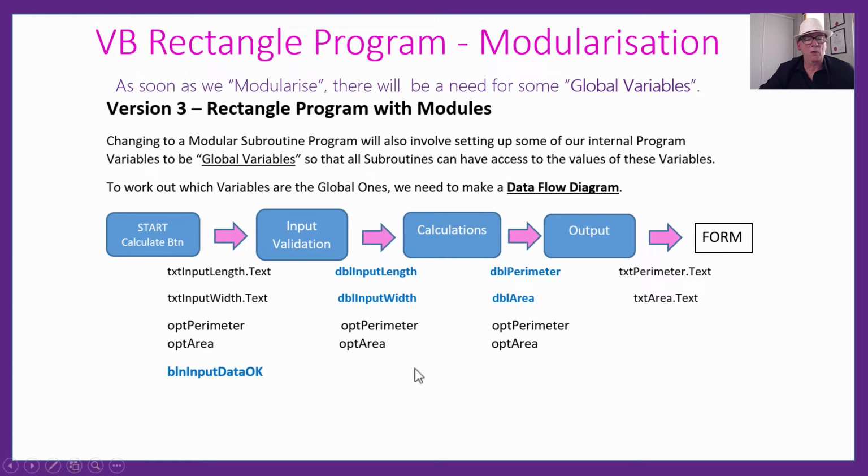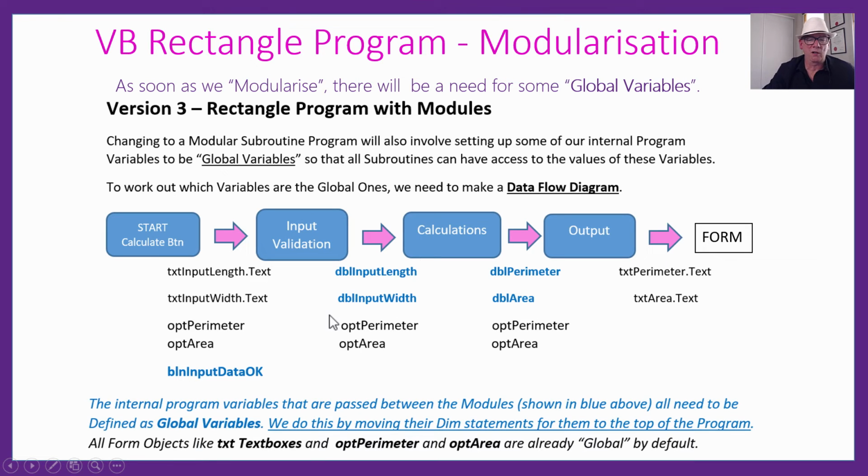Now, things we have to pass between the modules: Boolean input data OK starts out as false, but then this one will set it to true. And if it's true, then this process will get done. So these ones that are in blue here need to be global variables, because to calculate the perimeter, the calculations have to have the actual valid input length that this module decided was there on the form ready to go. So these have to be passed between routines and submodules. So they need to be called global variables. So our ones in blue are global variables.